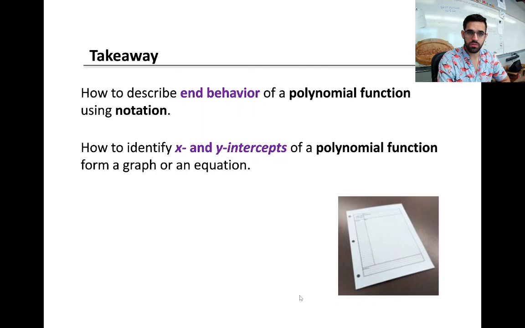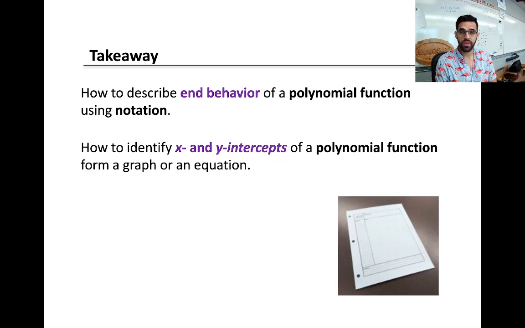Alright, so we've learned some more vocab and key terms and words to describe polynomial functions. The end behavior, we have some new notation to describe end behavior. And we have an understanding of how to look at functions to find x and y intercepts.